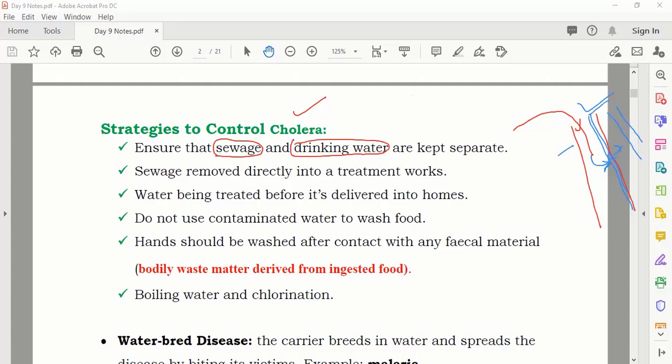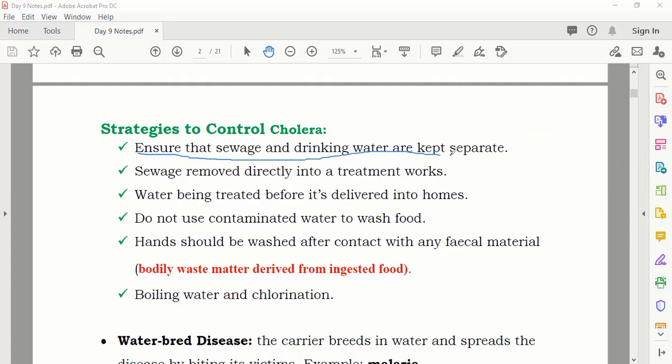So what is the first thing we have here? Ensure that sewage and drinking water are kept separate. This is the first thing. Even in your home, you should have the sewage system covered. If you have a sewage system taking filthy water from your home outside to the mainstream, it is better that it be covered completely. So there will be no chance for bacteria to get into the drinking water, with the help of air, insects, anything.